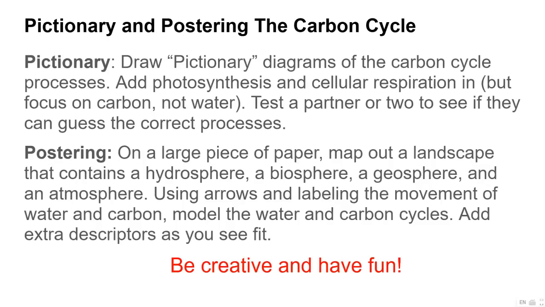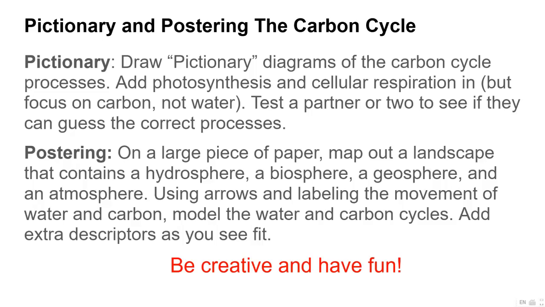So here's what we're going to do with this today. We're going to do Pictionary again. Okay, I think this will get your brain thinking about what in the world is going on with this carbon. What form is it starting off as? What form is it ending up as? So you're going to draw similar Pictionary diagrams of the carbon cycle processes. Okay, add photosynthesis and cellular respiration in, but this time you're going to focus on carbon and not water. Okay, find another partner in the class that's done with theirs and see if you guys can guess each other's processes.